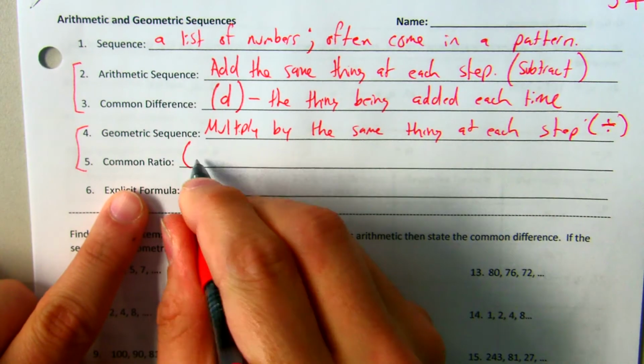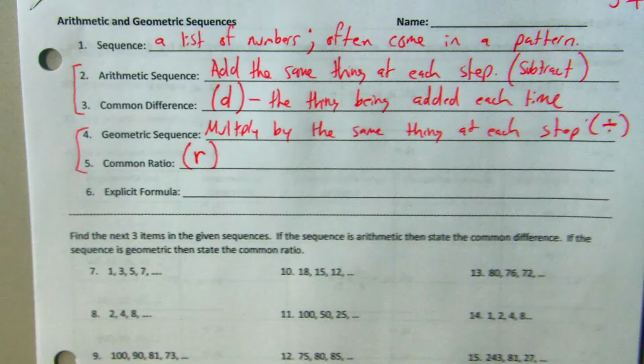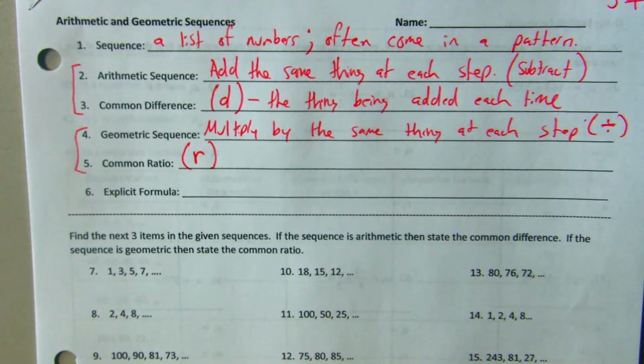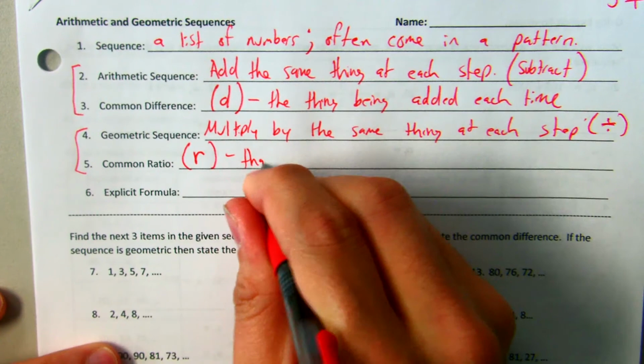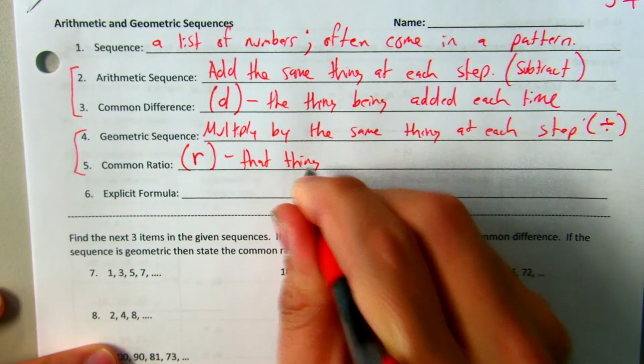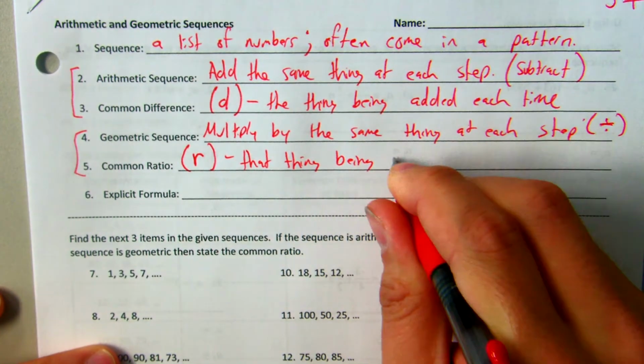So a geometric sequence has what's called a common ratio. So we use the variable r. And r is going to be that thing that's being multiplied at each step.